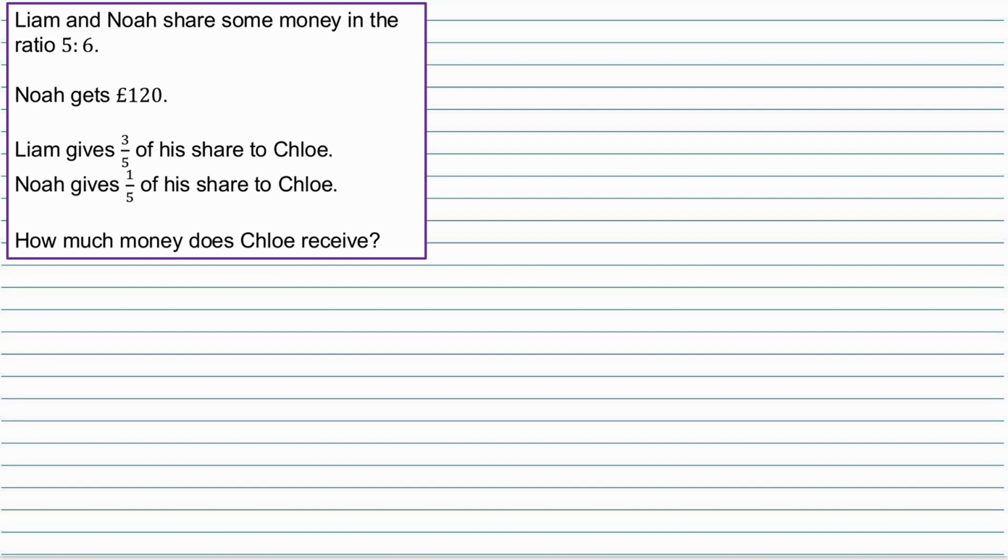see my worked solutions. So if we begin with the first question, we're told that Liam and Noah share some money in the ratio of 5 to 6. Noah gets £120 and Liam gives 3/5 of his share to Chloe. Noah gives 1/5. We need to work out how much Chloe receives overall.